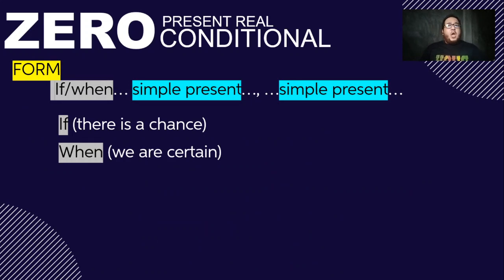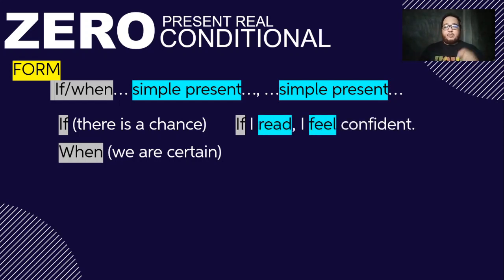But by the way, as I am saying, we can make use of if and when in giving zero conditional. But we make use of if when there is only a chance that that event may cause something. So there's a chance that it might cause something or it might not cause something. And when we make use of when, we are very sure, we are very certain that that event will surely happen.